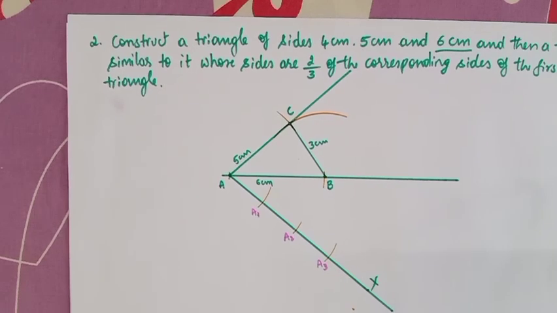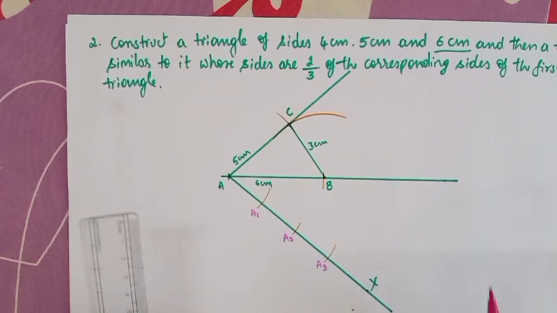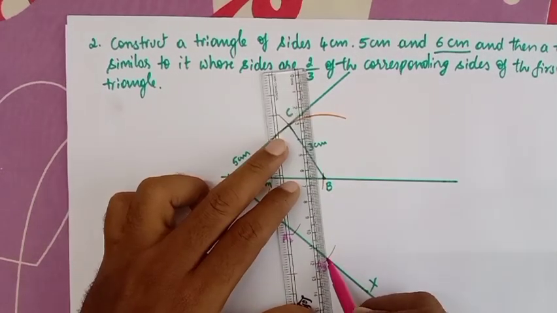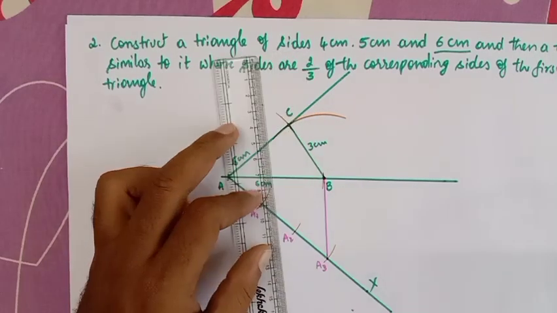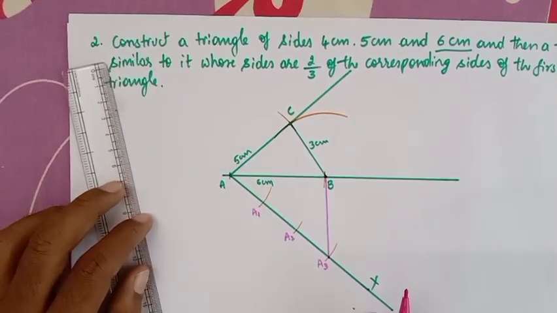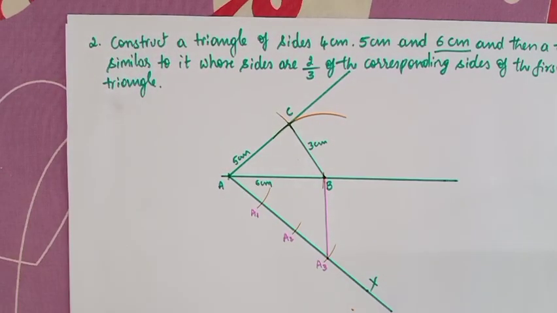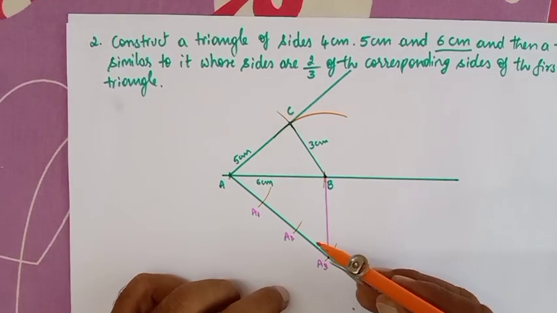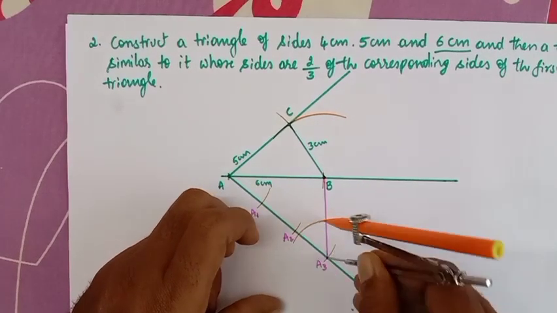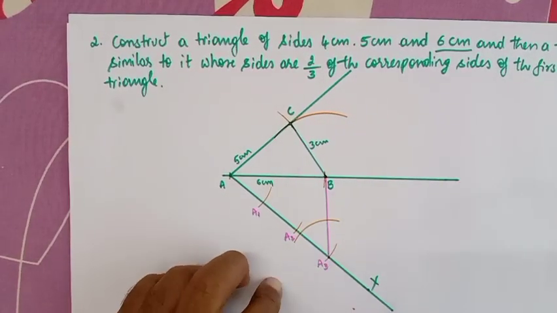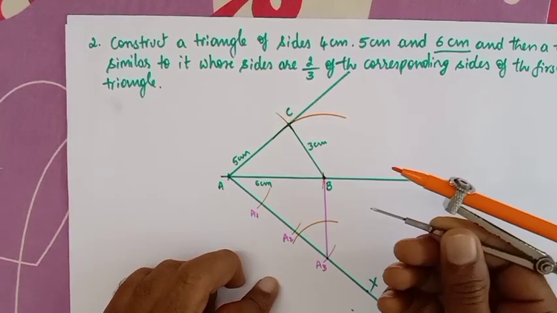And then afterwards we should join A3 to B, since A3 is the last point. You should join it to B. And then once again we should take our compass and, as we did in the previous problem, we should cut an arc from A3, keeping the same measurement.